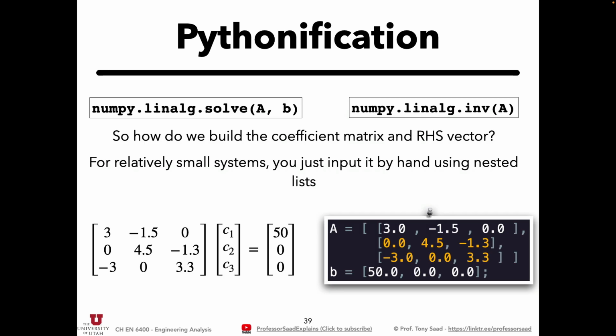Don't use numpy.matrix or some of these weird things. They don't work here. Okay? Just use this approach for small systems. It's easy, it's clean. And what's more important to me is that it looks like the matrix. I can see 3, minus 1.5, 0, right? It looks like the matrix. And then the right-hand side, also just a simple list, 50, 0, 0. All right, that's it. Python does the rest for you.